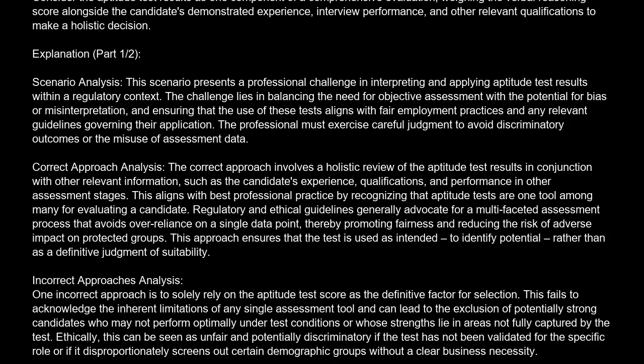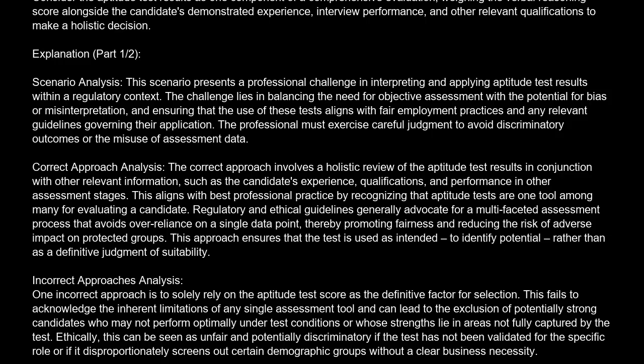Incorrect approaches analysis. One incorrect approach is to solely rely on the aptitude test score as the definitive factor for selection. This fails to acknowledge the inherent limitations of any single assessment tool and can lead to the exclusion of potentially strong candidates who may not perform optimally under test conditions or whose strengths lie in areas not fully captured by the test. Ethically, this can be seen as unfair and potentially discriminatory if the test has not been validated for the specific role, or if it disproportionately screens out certain demographic groups without a clear business necessity.